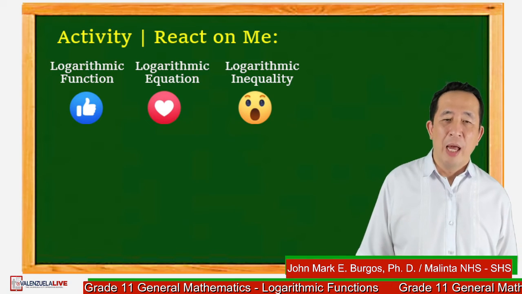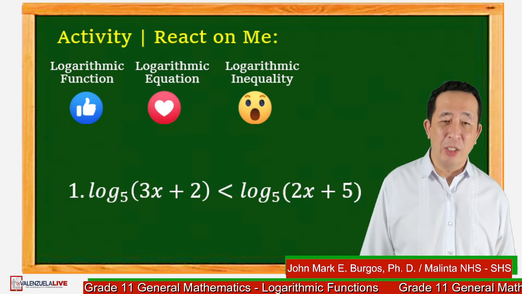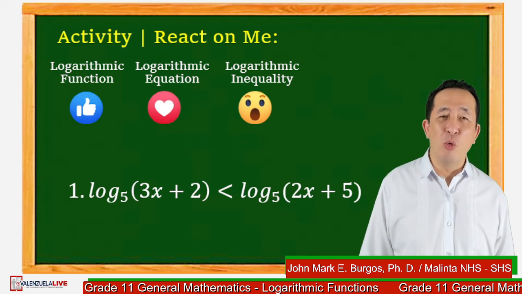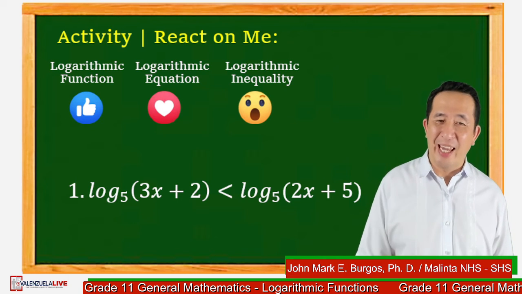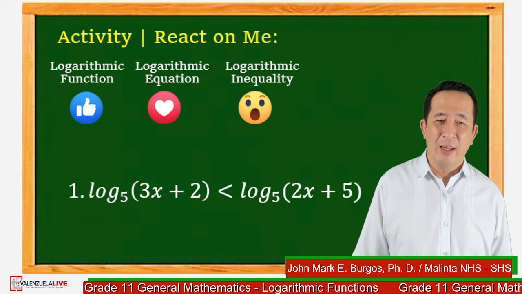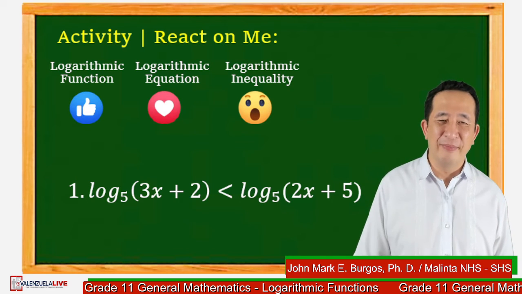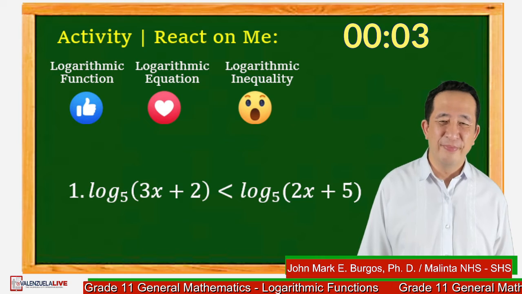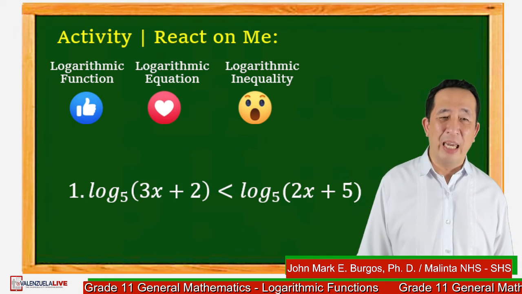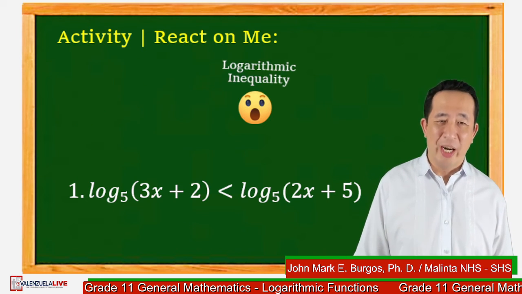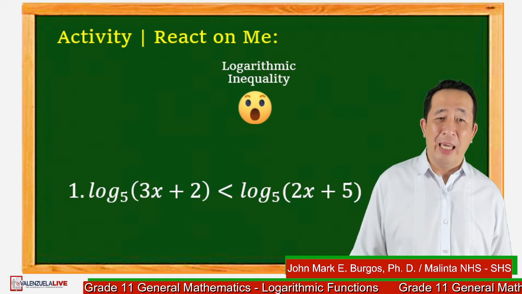Number 1, the logarithm of 3x plus 2 with base 5 is less than the logarithm of 2x plus 5 with base 5. You have 5 seconds to identify the question. Start. All right? The answer is a wow reaction. You are correct. It is logarithmic inequality.